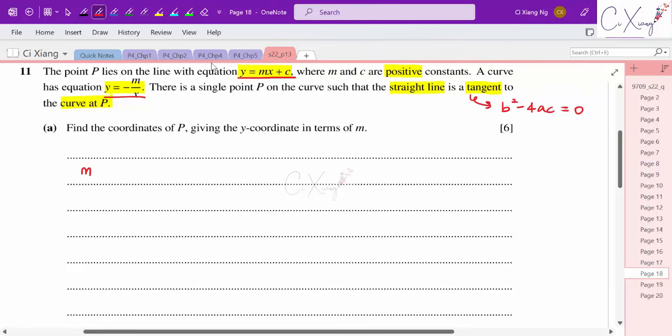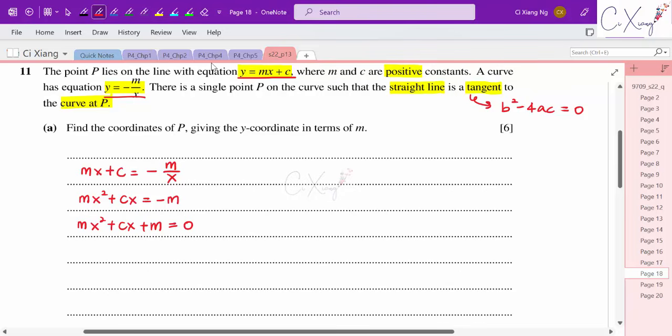I'm having mx plus c equals negative m over x. So hopefully after this step, maybe eventually we'll get the quadratic form equation. Then we can apply b squared minus 4ac equals 0. Okay, so I will start from here. I will let the straight line equation equal the curve equation, then try to rephrase the equation. Okay, I don't like the x as a denominator, so I bring it up. And then if I try to simplify it, I rephrase it, I will get actually a quadratic form equation.